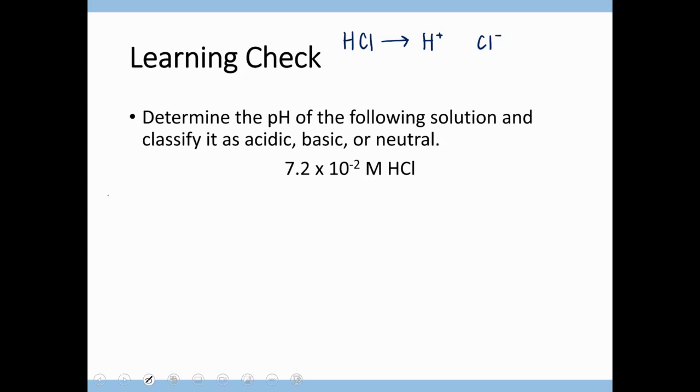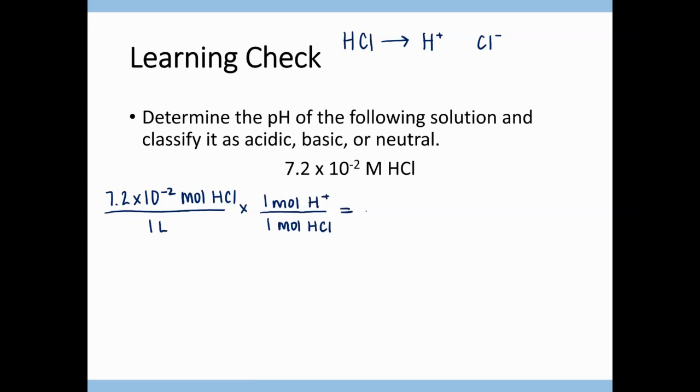We can do that calculation where we start with 7.2 times 10 to the negative second moles of HCl over 1 liter of solution. And then with this equation across the top, for every 1 mole of HCl, we have 1 mole of H plus. So moles of H plus per liter is equivalent: 7.2 times 10 to the negative second moles of H plus per liter.